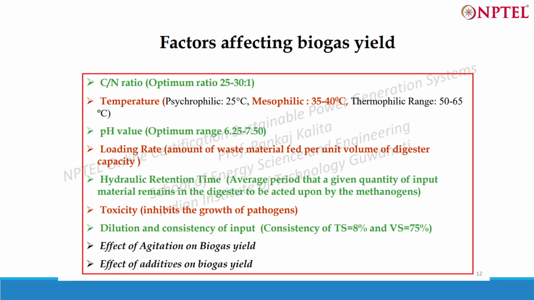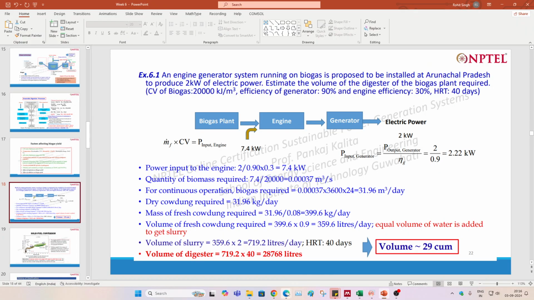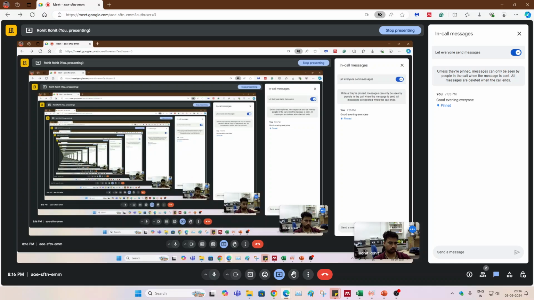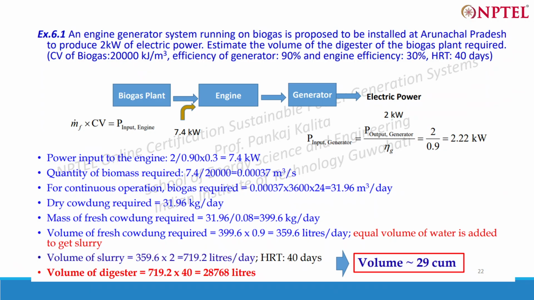And then we have the effect of additives also, like different metal powders added in the digester to boost the biogas generation. So let us solve one numerical here related to biogas production and deciding the volume of the digester. Let me give you some time to solve this numerical. Let's take some 5 minutes to try to solve it, and if you are not able to solve it, then I will solve it for you.